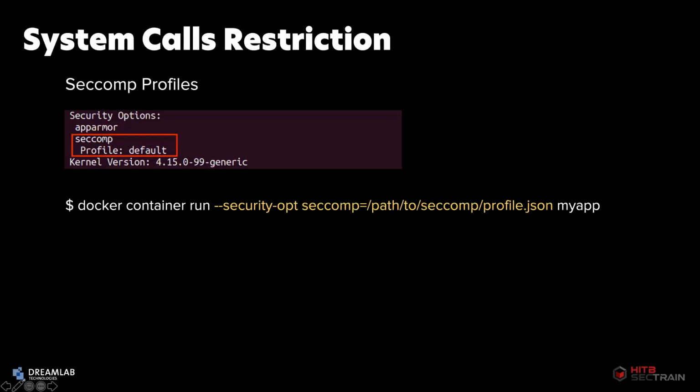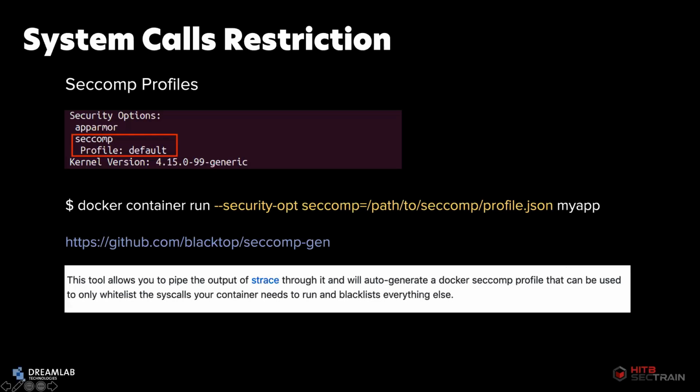If you want to specify a custom seccomp profile, you can use the security option flag and specify the path to your profile. A seccomp profile is a JSON file, and the container will run applying that seccomp profile. There are a couple of tools to generate seccomp profiles. Let me say that it's not so easy.